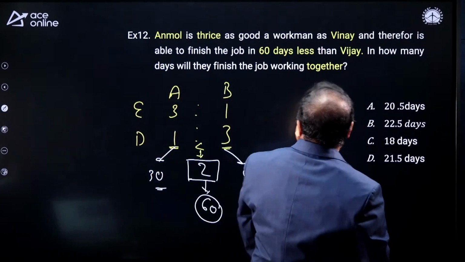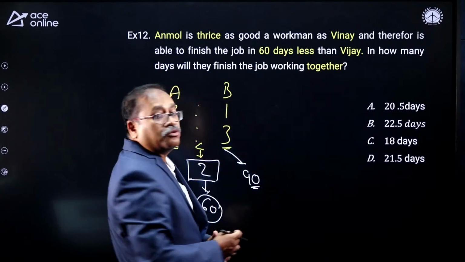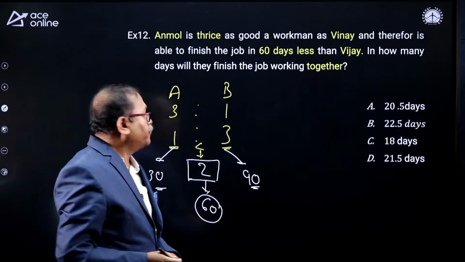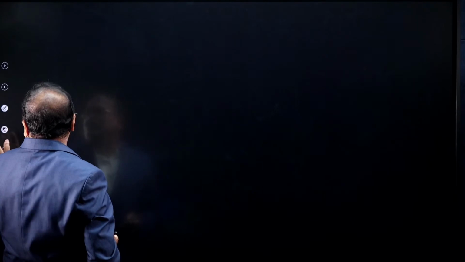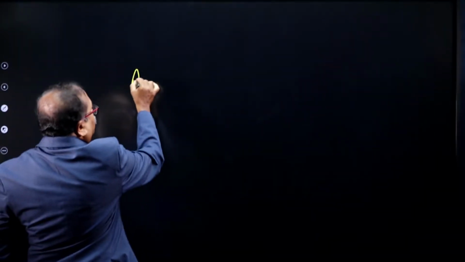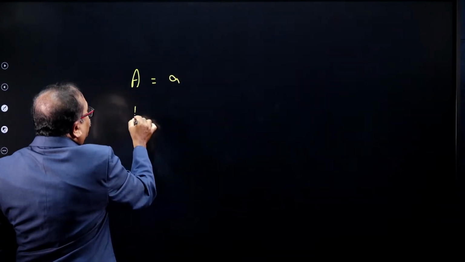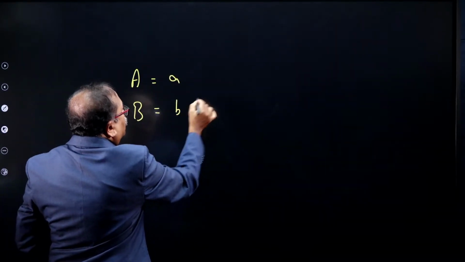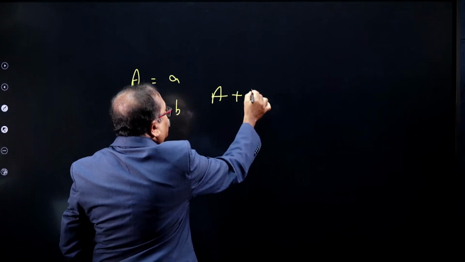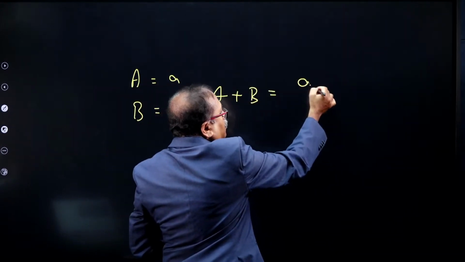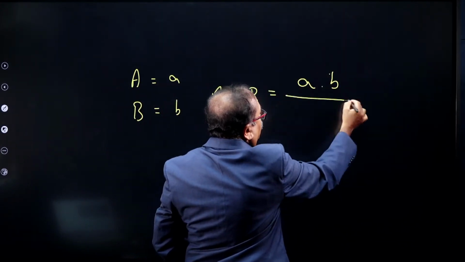What does the question say? Together can complete the work in how many days? So we know one formula here. What is that formula all about? That is, if A can complete the work in A days, B can complete the work in B days, then A plus B together can complete the work in AB by A plus B.